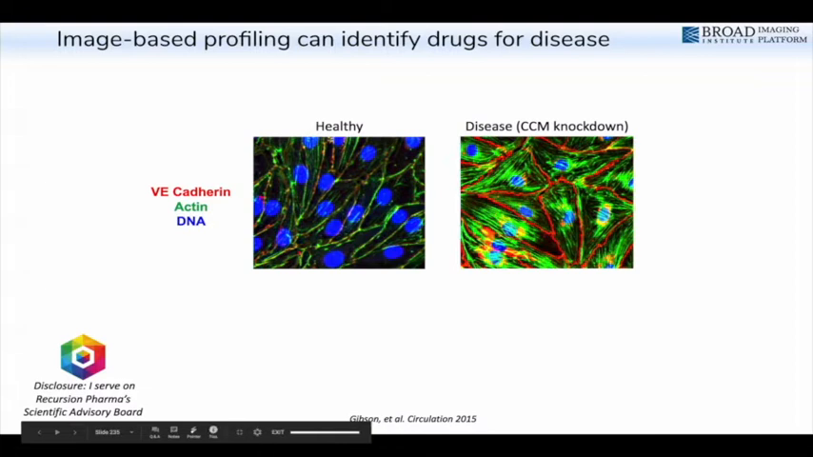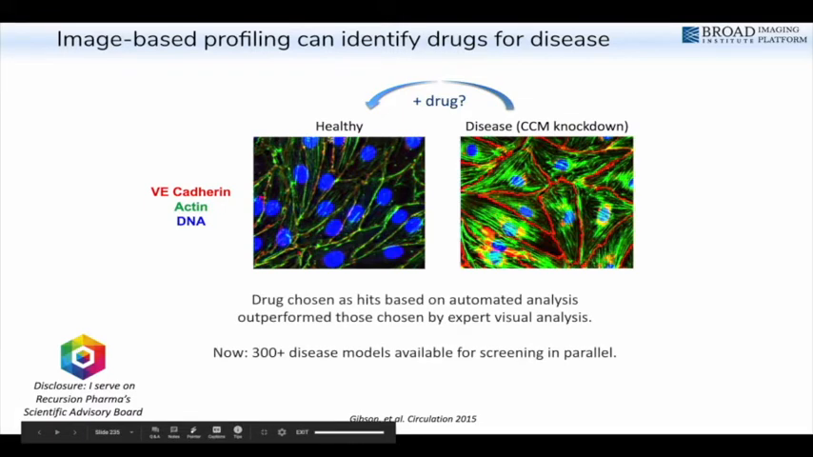And then it's a very simple concept to say, well, let's take those cells that are in this disease state and see if we can revert them back to healthy looking. So that's the basic concept of the experiment that they ran. What's really neat about how they decided to do this experiment is they allowed the experts in the lab to choose a set of drugs in the screen that reverted the phenotype the best according to their eye, but then they also let an automated analysis choose a set of drugs. And what was really exciting is that the drugs chosen as hits based on the automated analysis outperformed those that the experts picked.